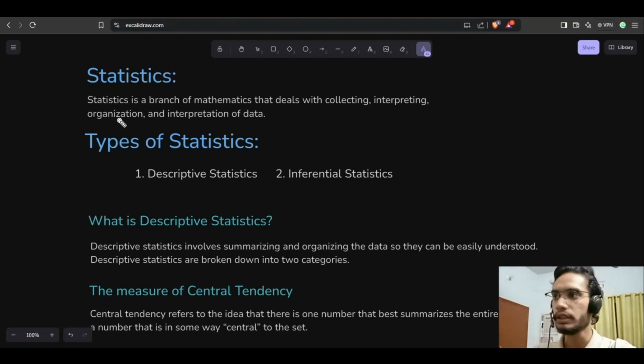Basically, what is statistics? It is a branch of mathematics that deals with the collection, organization and interpretation of data, right? It is a branch of mathematics where we collect the data, interpret it, process it, analyze that data, and try to figure out some sort of information or make decisions based on that data, right? So this is the whole idea of statistics.